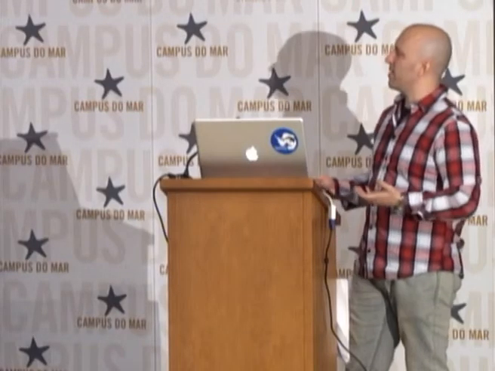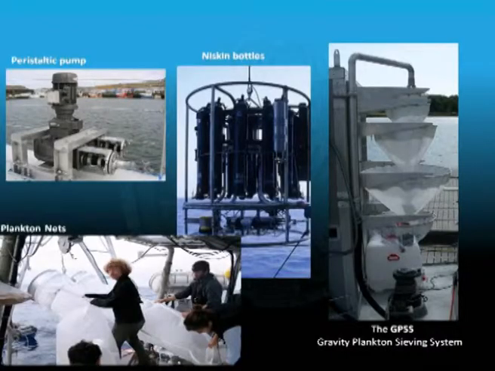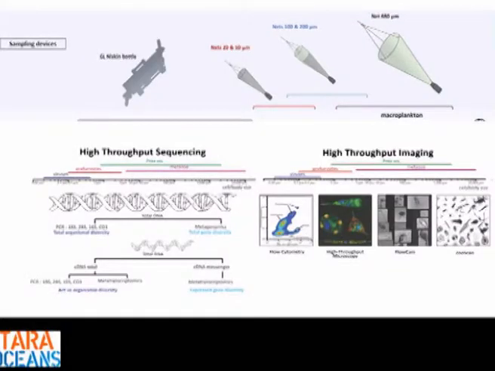Typical devices are like this. You use nets where you have different pore sizes, so you capture different parts of the microbial community or bigger fractions, and you use these bottles that you can collect water from different depths and so on. What Tara is doing afterwards is a lot of sequencing on those fractions, doing DNA, cDNA. It's a lot of information being extracted there. And it's also a lot of high-throughput imaging, but I'm not going to go into this.